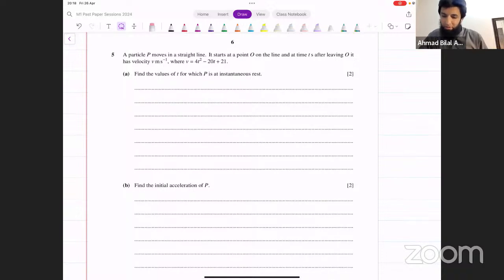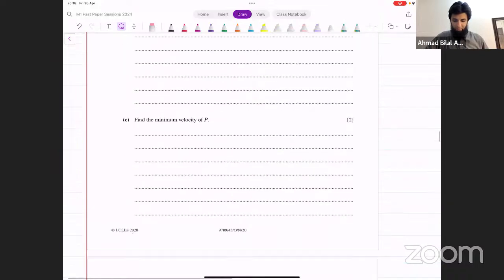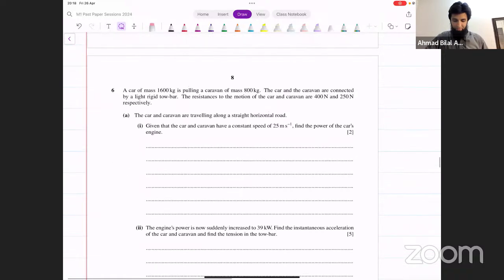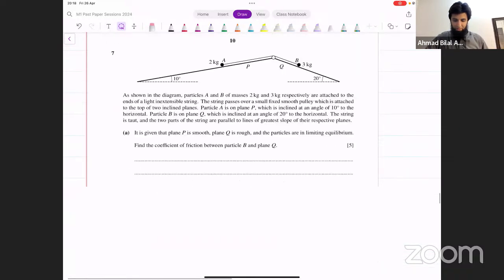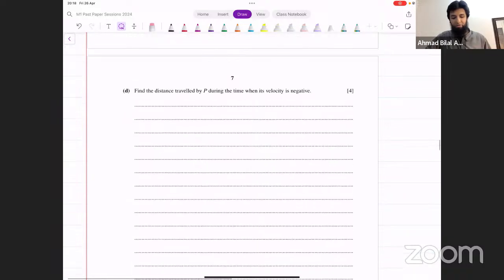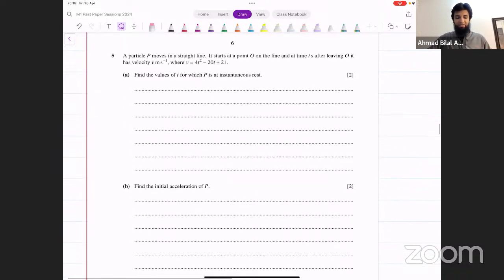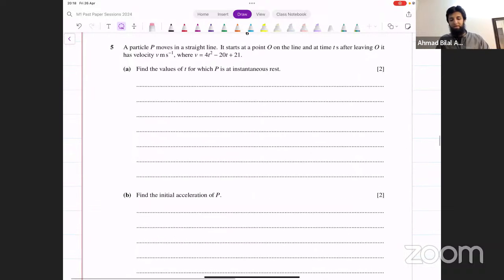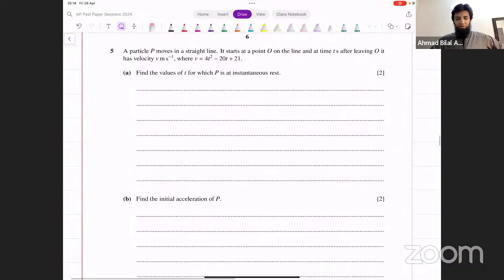Okay, we have 5, 6, 7, 5 alphas, not many votes. Let me quickly have a look at this. We have 6 and 7. Okay, let's do these three questions quickly. Questions 5, 6, and 7 from this paper. Let's start with this one. It says a particle P moves in a straight line. It starts at a point O. So this is November 2020, paper 4, variant 3. That's what we're doing. And we will be doing questions 5, 6, and 7 from this paper.